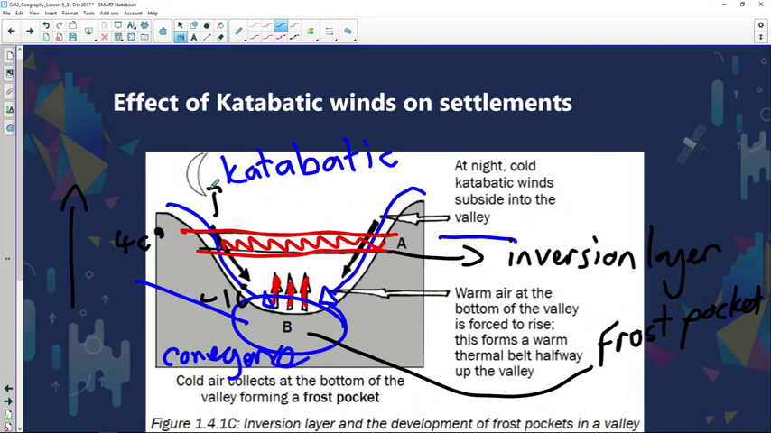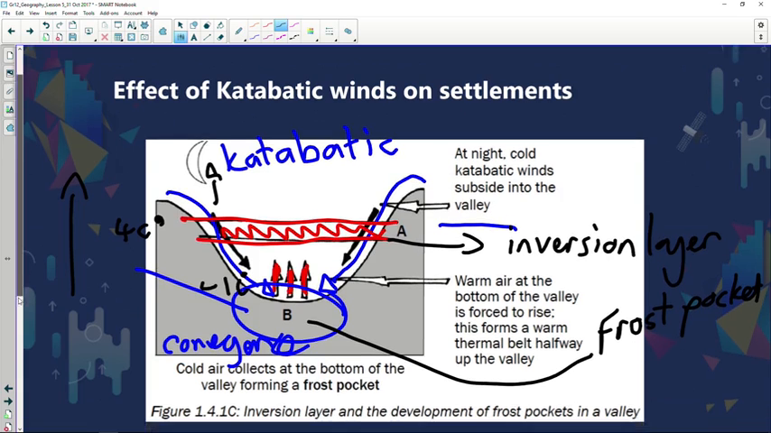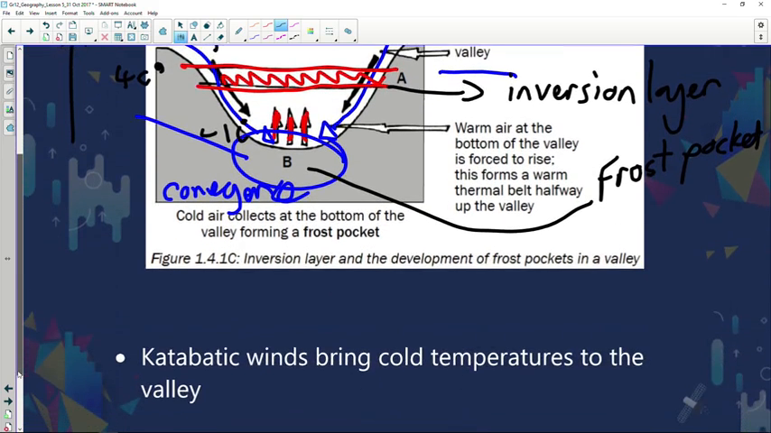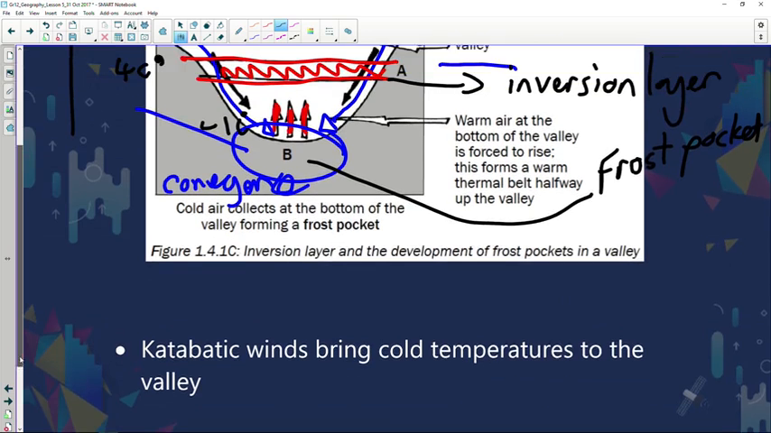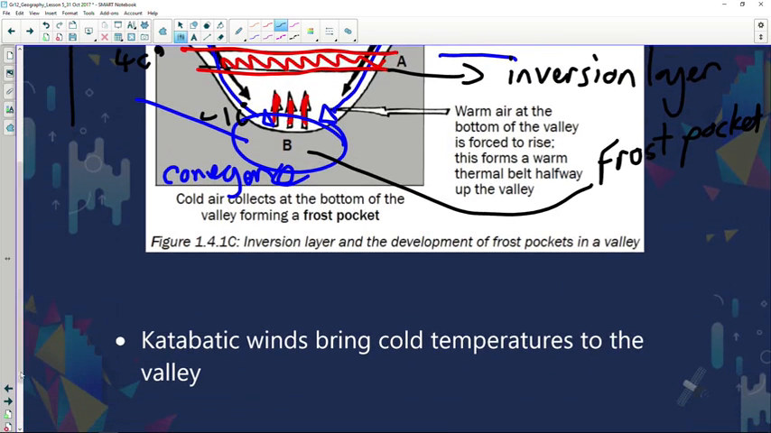Now, once again, if we move out of the valley, we will experience a positive lapse rate because we go from warm to cold with altitude. So it means no inversion is taking place over there. Now, this is quite important, the way settlements are taking place. But just quickly look at those characteristics that we have written down there.